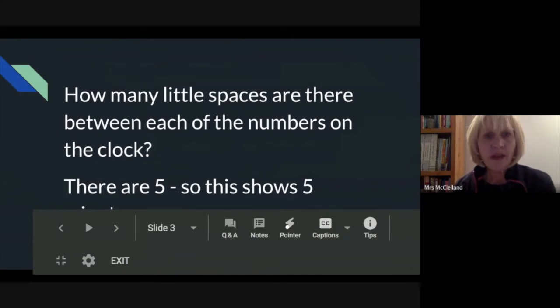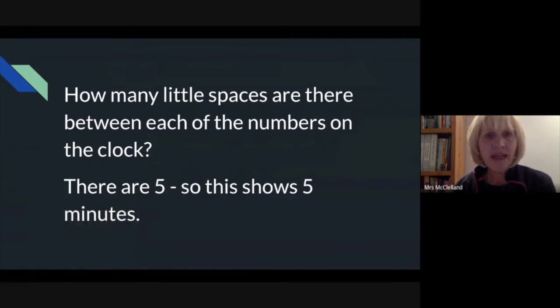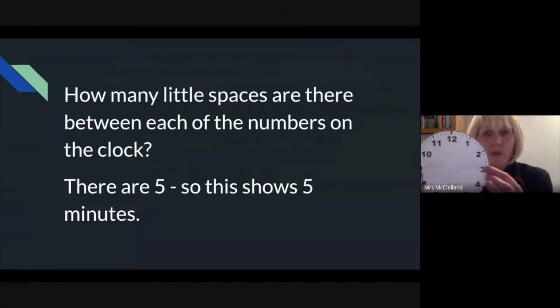If you have a look at that clock then, how many little spaces are there between each of the numbers on the clock? I've got a clock face here, but obviously I'm quite small at the moment, the picture that you see of me. But I can see these wee marks around the outside. There's 5 of them. So if I start at 12 and I count around to the number 1, there'll be 5 minutes. 1, 2, 3, 4, 5.